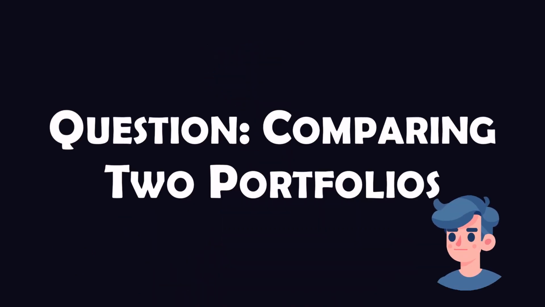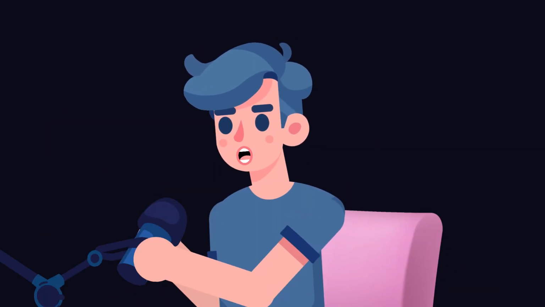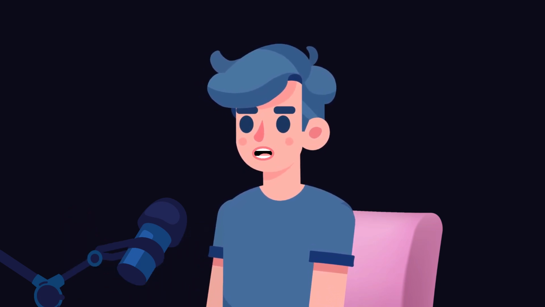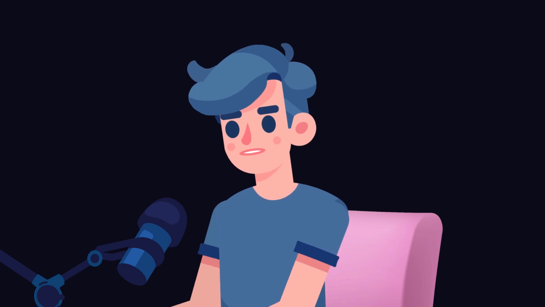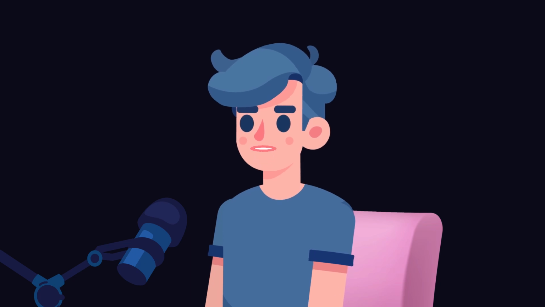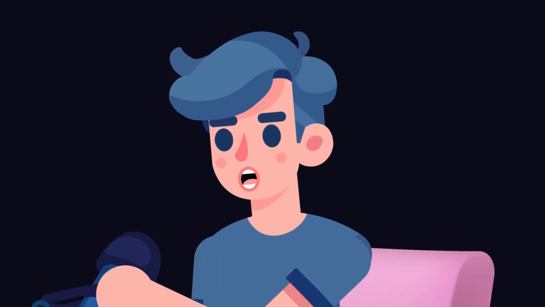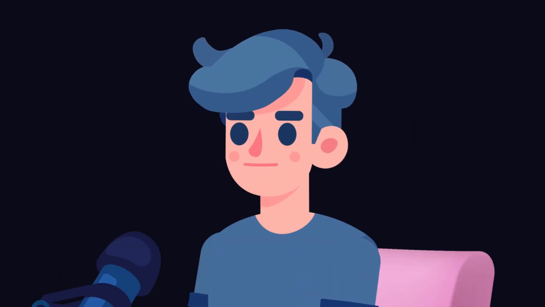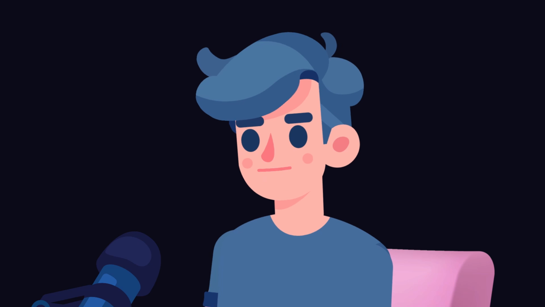Let's consider a question. Say you have two portfolios, A and B. Portfolio A has a 5% VAR of $100,000 and expected shortfall of $120,000. Portfolio B has a 5% VAR of $100,000 and an expected shortfall of $150,000. Which portfolio is riskier in the extreme tail risk scenario? The answer is portfolio B is riskier in the extreme tail risk scenario because its expected shortfall is higher at $150,000 compared to portfolio A's $120,000. This indicates that on average, the losses beyond the VAR threshold are higher for portfolio B.